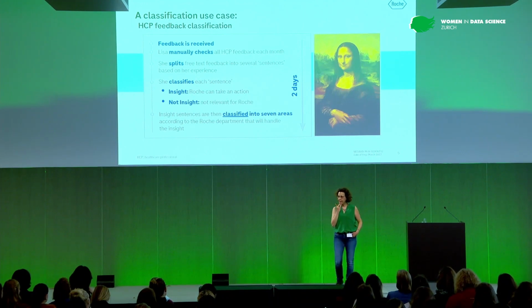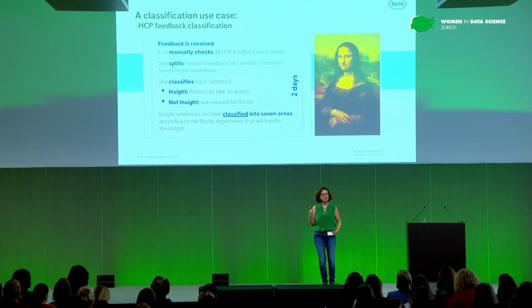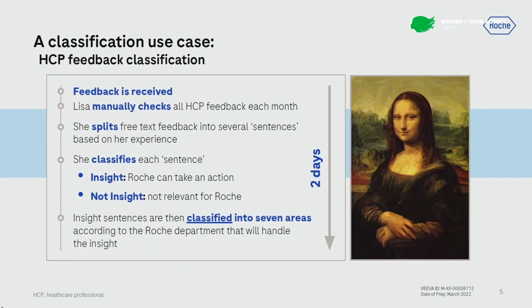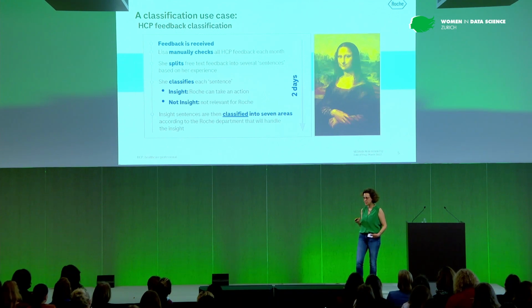So here we have Lisa, because this was a use case that started in Italy, actually. Lisa manually checks all healthcare professional feedback. Each month, she splits the free text into several sentences based on her experience and subject matter expertise. Then she classifies each sentence as insight and non-insight. The insight sentences are then classified into 7 areas according to the Roche department that will handle the insight. So in this simple first step, we have 7 classes, but we have also received requests to classify into many more, like hundreds of classes, to extract more information about the healthcare professional.